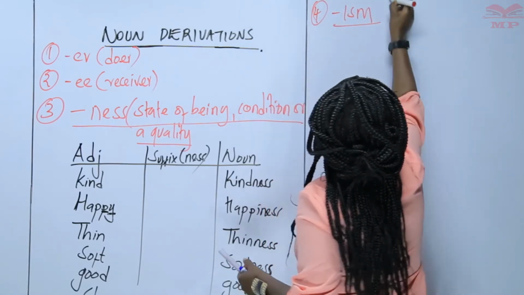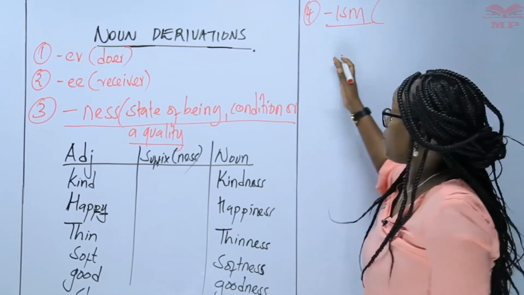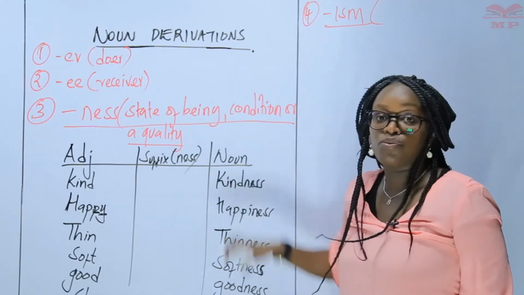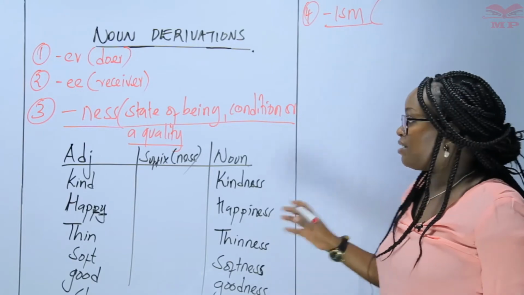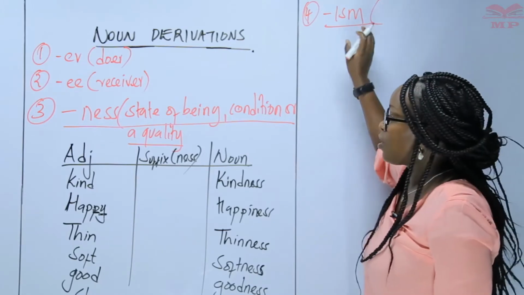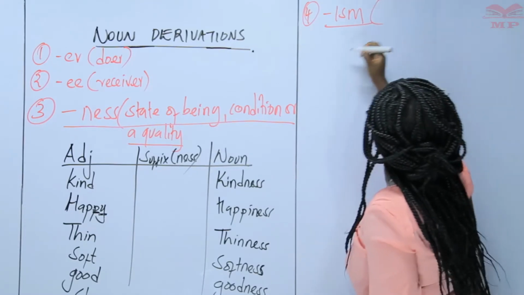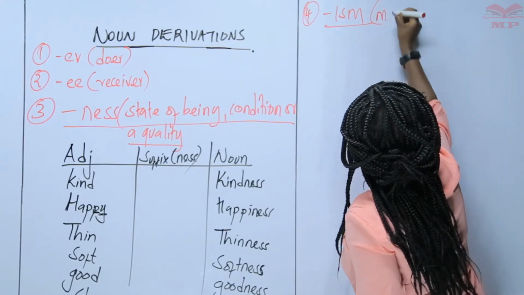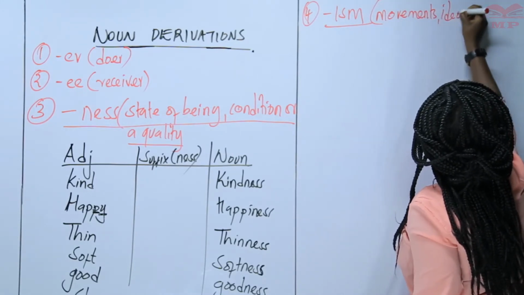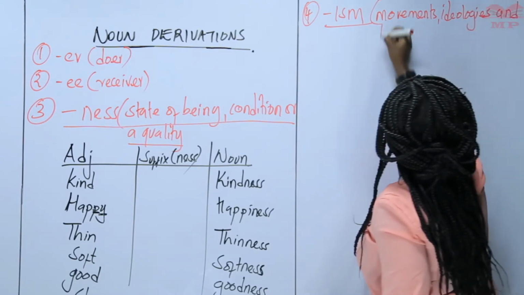ISM. So just as in the case of the suffix that we've talked about here, ness, this one also forms nouns which are abstract nouns. The only difference is that the abstract nouns that are formed using this suffix communicate different things from these ones. So the ism forms abstract nouns which talk about movements. They also talk about ideologies and beliefs.